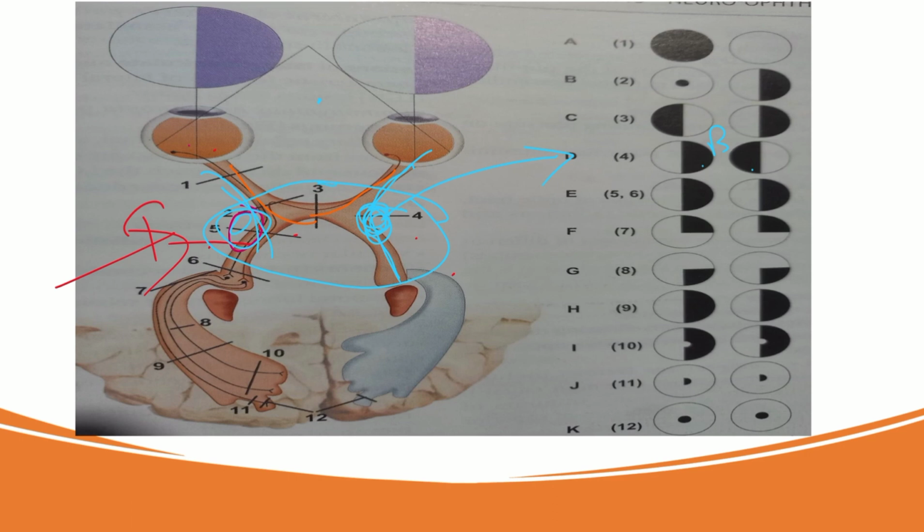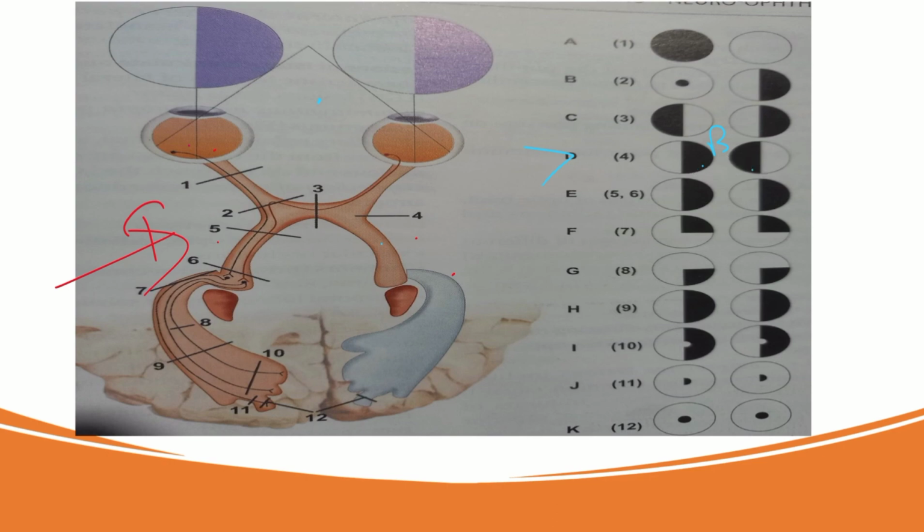If there is a lesion at the central part of the chiasma, then both the nasal fibers will get affected, which will result in bitemporal hemianopia. When there is a lateral lesion of the optic chiasma, the nerve fibers in the lateral part are the temporal fibers. Since the temporal fibers will get affected, we will see a nasal visual field defect, that is, nasal hemianopia.